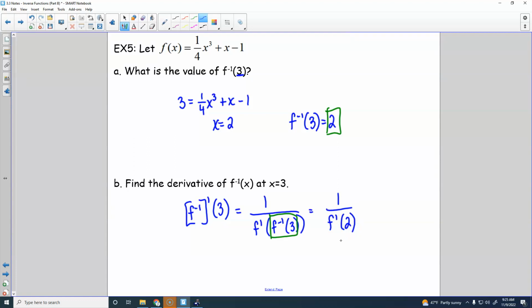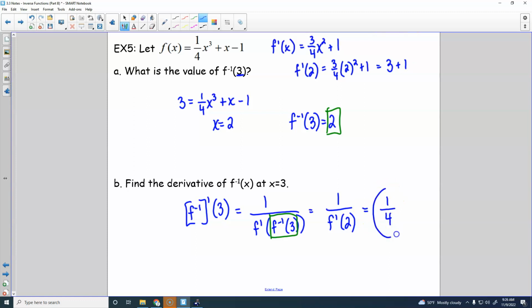Now, this one's not quite as easy as just looking up here and seeing what this is. But can we find f prime of 2? It's pretty simple to find because we could just do f prime of x, which is going to give us 3/4 x squared plus 1. And then we could plug in 2. F prime of 2 is 3/4 times 2 squared plus 1, which is going to be 3 plus 1. So we'll get 4. So 1 over 4. 1/4 is our answer here.